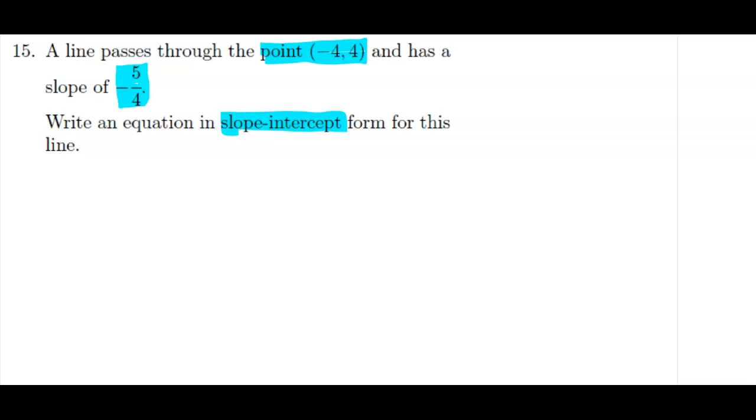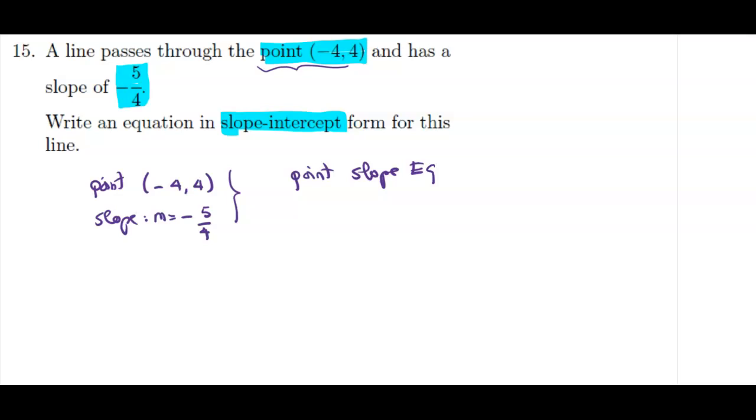Alright, so looking carefully at the question here, we are given a point, which is minus 4 and 4, and we are given a slope, which is m equals minus 5 over 4. So with a point and a slope, the best way to use them is to use the point slope equation, and you can relate, we have a point, and you can relate, we have a slope. That's why we are using the point slope equation.